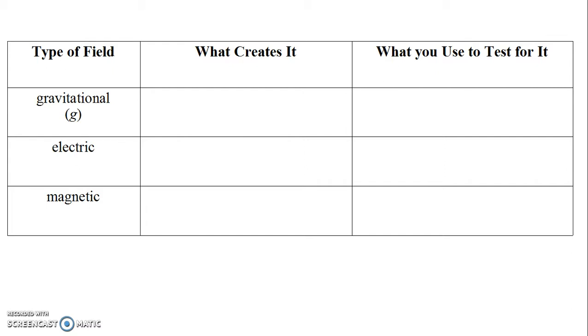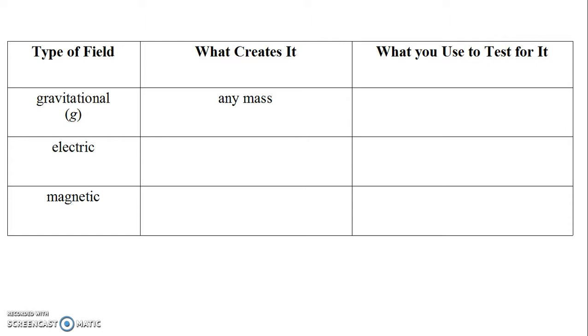All right, so what creates a gravitational field? Hopefully you wrote down not just Earth or something like that. It should be mass. Every mass creates its own gravitational field. Of course the Earth does, but so does the Moon, so does the Sun, so do you. You create your own gravitational field. Any mass does.